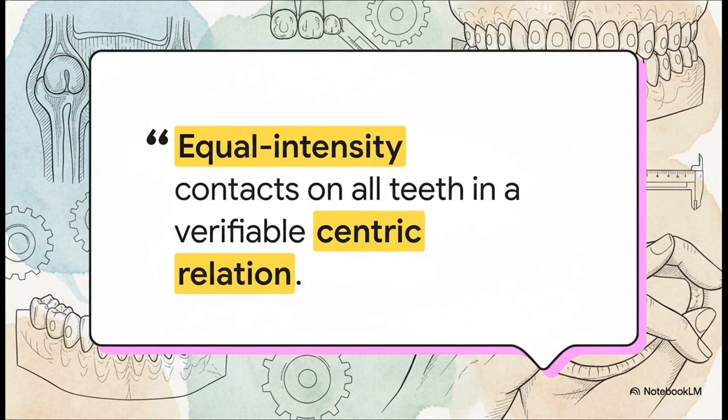If you only take one single rule away from this entire explainer, it absolutely has to be this exact quote. Your primary goal in restoring worn dentition is establishing equal intensity contacts on all teeth in a verifiable centric relation. Verifiable is the magic word here. You must have a reproducible, healthy joint position before you even think about building up the bites.